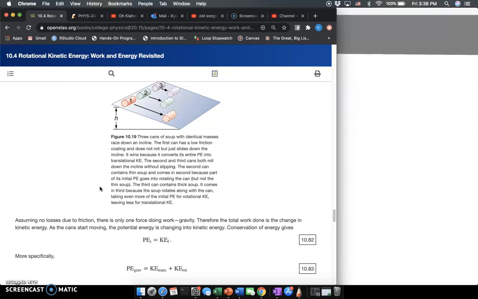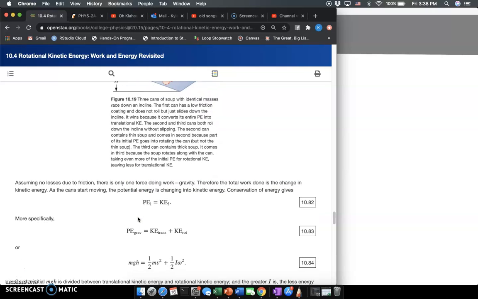Okay, so in this example, it's talking about 3 cans of soup with identical masses, and they're going down an incline. Okay, and assuming that there's no losses due to friction and only one force doing work, which is gravity. Okay, we'll go ahead and look at this conservation of energy.